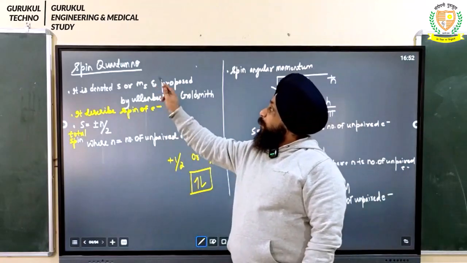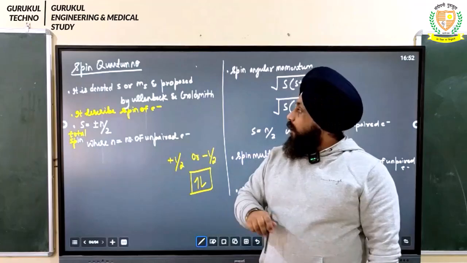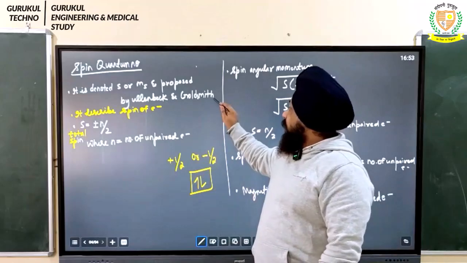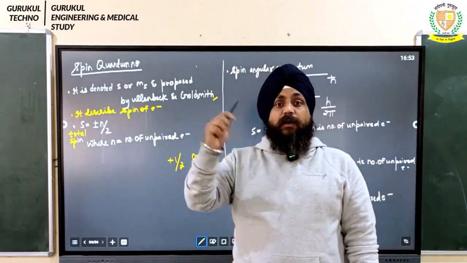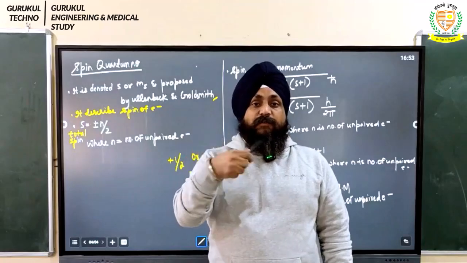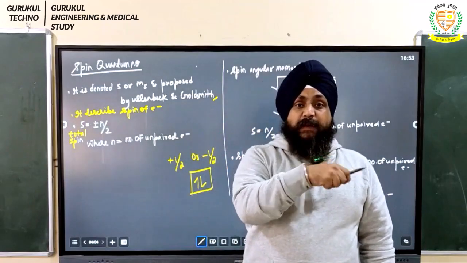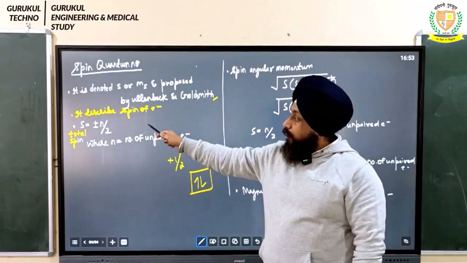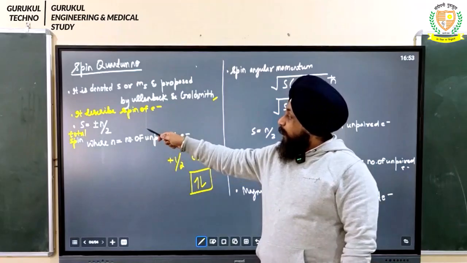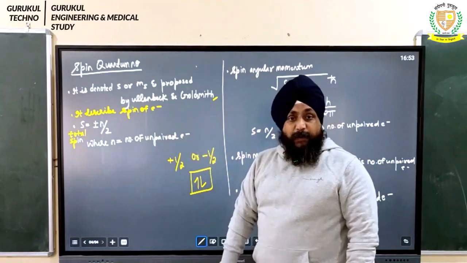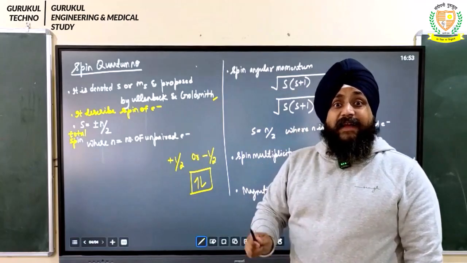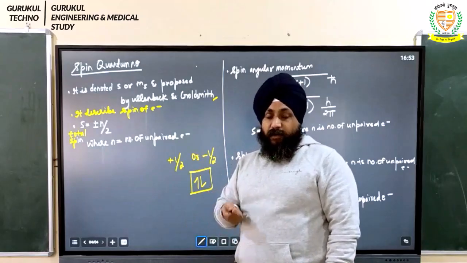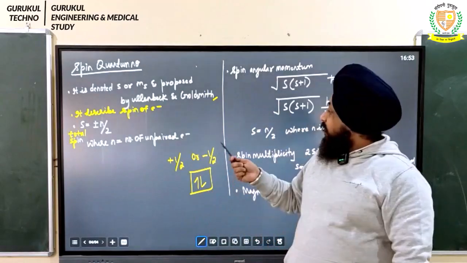So students, spin quantum number is denoted by S, or ms, and it was proposed by Uhlenbeck and Goldsmith. It describes the spin of the electron. If one is spinning in this way, another one will be spinning in this way. S is the total spin. Its value will be plus minus n/2. What is n over there? n is the number of unpaired electrons.